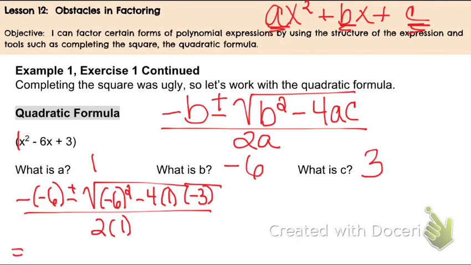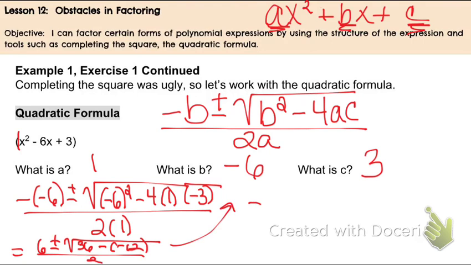So the opposite of negative 6 is 6, plus or minus the square root. Negative 6, make sure you have the parentheses around the negative 6, so it's negative 6 squared. So negative 6 times negative 6 is positive 36, minus, and then you have 4 times 1 times negative 3, so minus negative 12, sorry, it's getting squished a little bit down there, over 2, so I'm going to draw my arrow, equals 6 plus or minus the square root of 48, over 2.